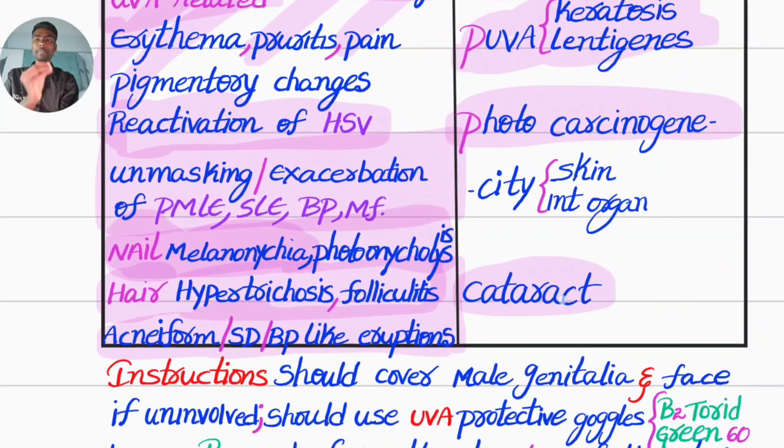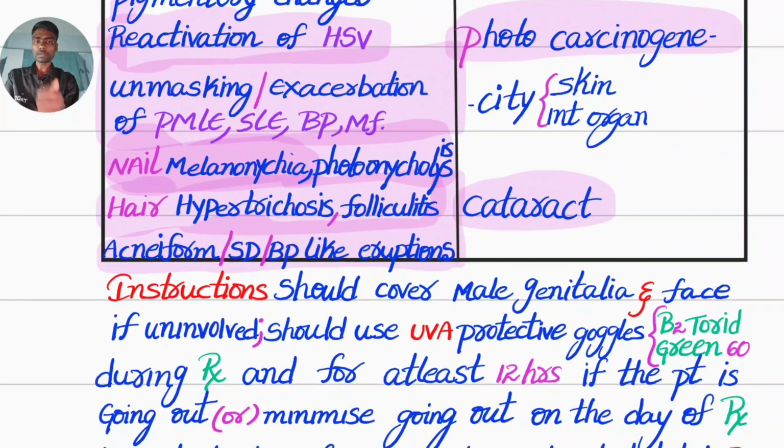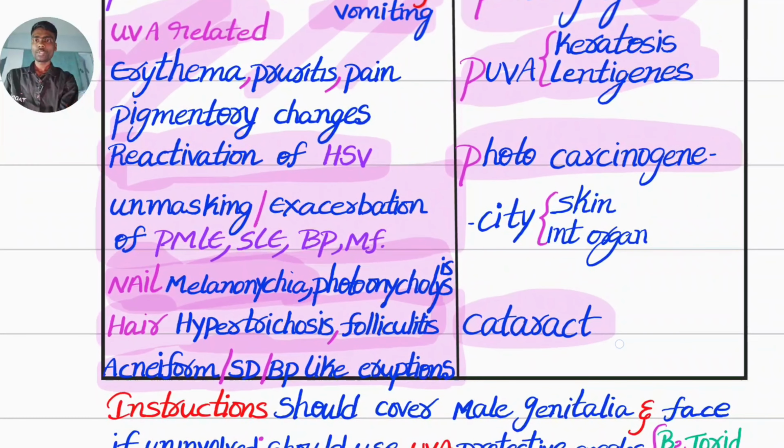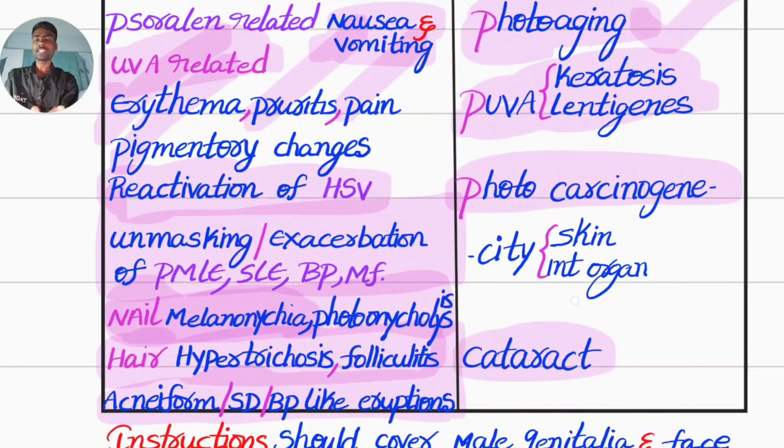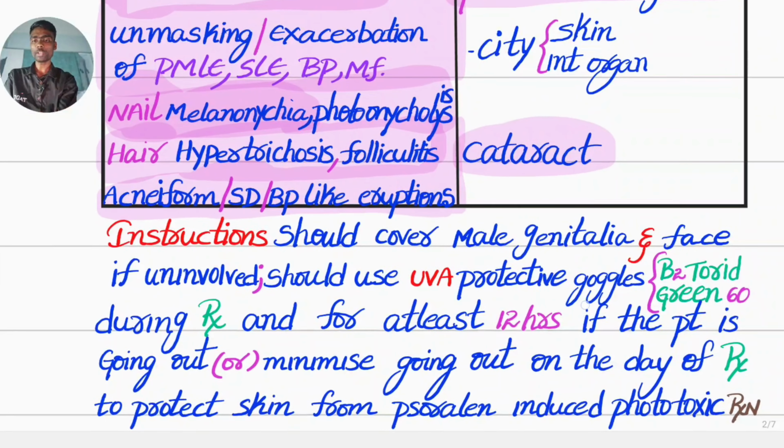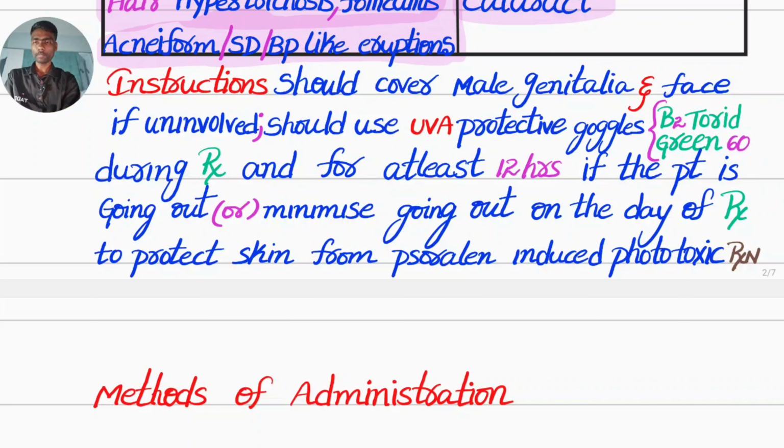All these are mainly for PUVA. Narrowband is somewhat safe. You can write both the changes except psoralen related. No point of psoralen in narrowband UVB. There will be light. So generalizedly, all these can be written as adverse effects of narrowband UVB. Instructions are same. Wherever we are exposing the patient to light, we have to cover male genitalia and face if they are uninvolved. If we are treating them only, no need to cover them.